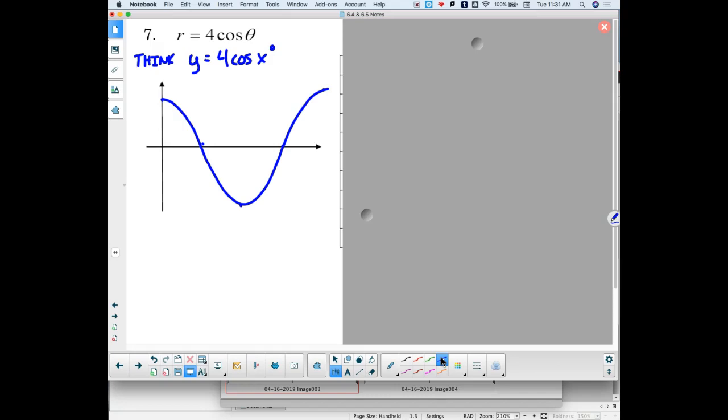Okay. So how high does it go? This one. How high does this one go? 4. So it goes up to 4. Let me put that in. Let me go into red here. So it goes up to 4. How low does it go? -4.